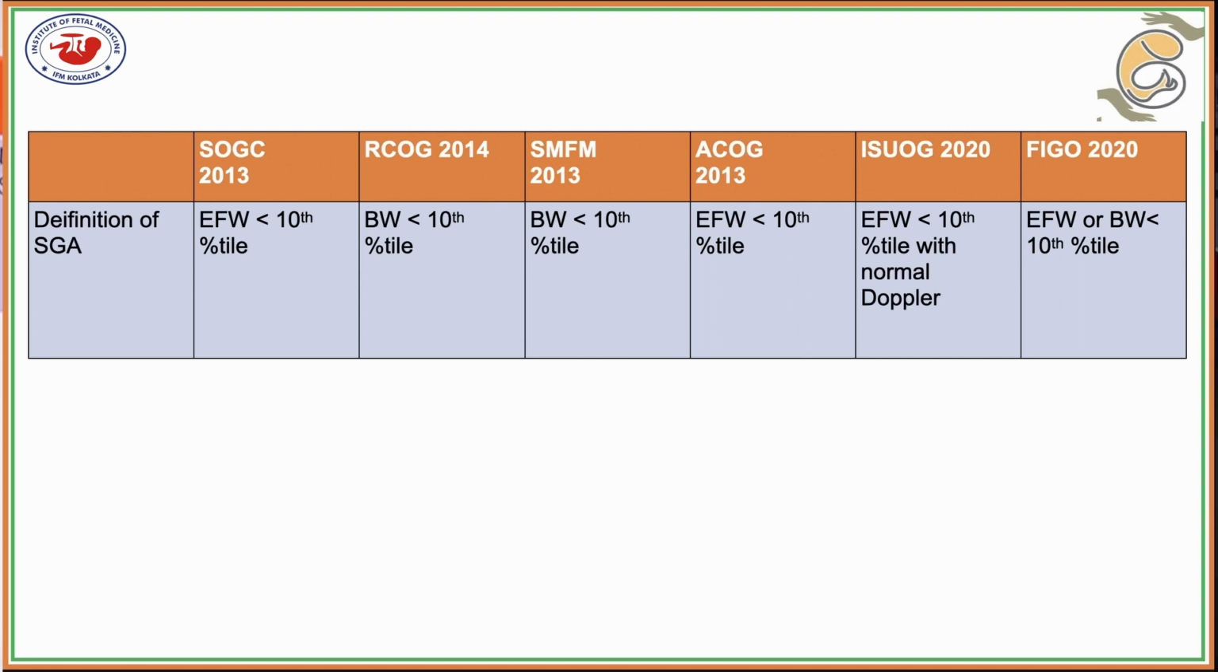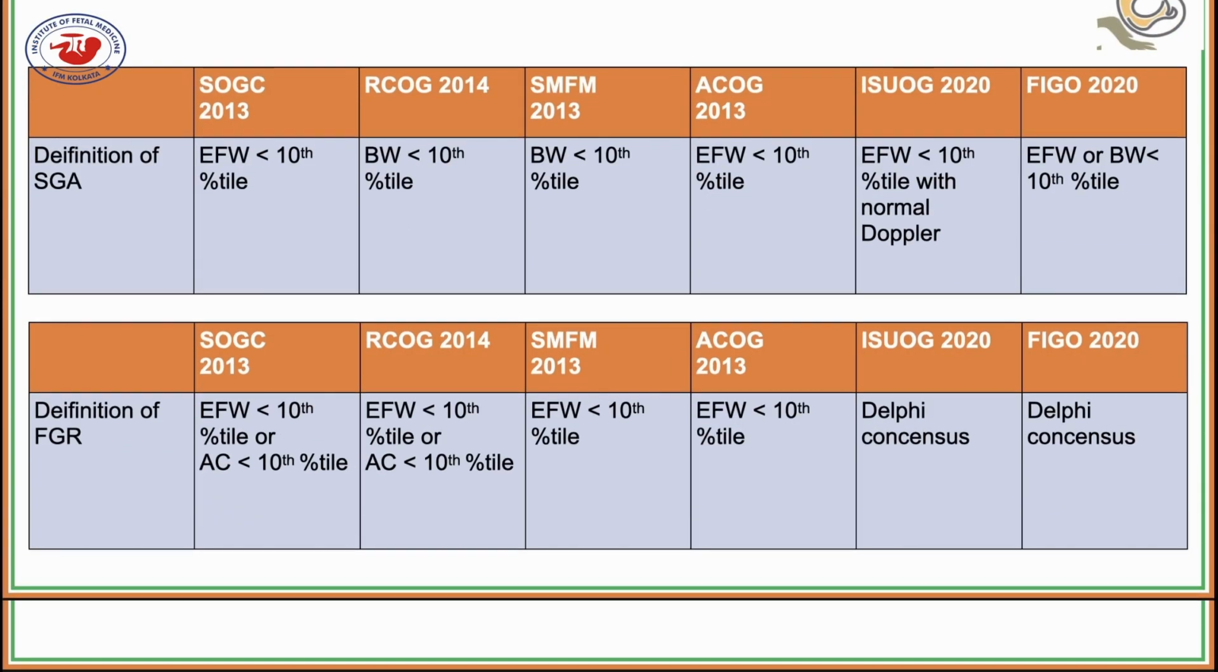If you look into the definition of small for gestational age in all these recognized societies, they are more or less in agreement with each other on the 10th percentile cutoff: estimated fetal weight or birth weight less than the 10th percentile. ISUOG just adds Doppler to it, because ISUOG and FIGO go hand in hand. They always take Doppler into consideration, which is all about the Delphi consensus, which he already discussed last time. Again, I will recap that.